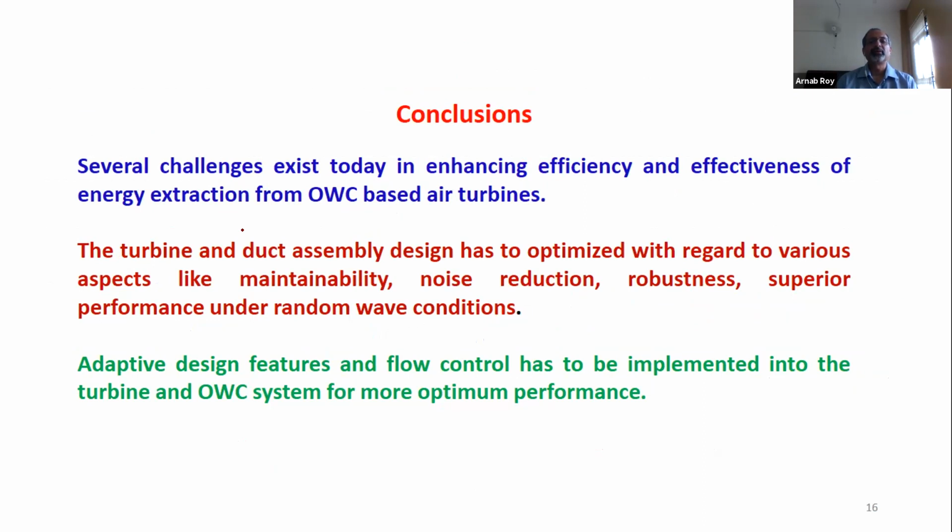Though many of the studies have been based on conventional turbines, their design had to be extended to fit into this framework, and they do not function all that effectively in oscillatory flow. The turbine and duct assembly design has to be optimized with regard to various aspects like maintainability, noise reduction, robustness of the design, superior performance under random wave conditions. So there are multiple objectives to be met at the same time, which is usually the case. It's a little more challenging here because of the uncertainty of the flow field. Adaptive design features and flow control has to be implemented into the turbine and OWC system for more optimum performance.